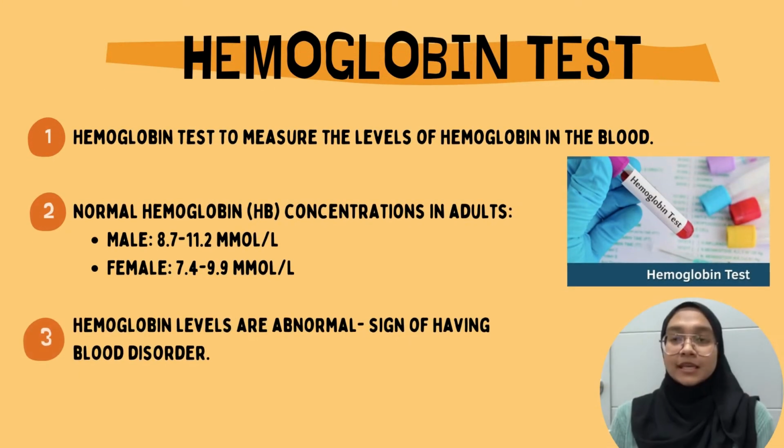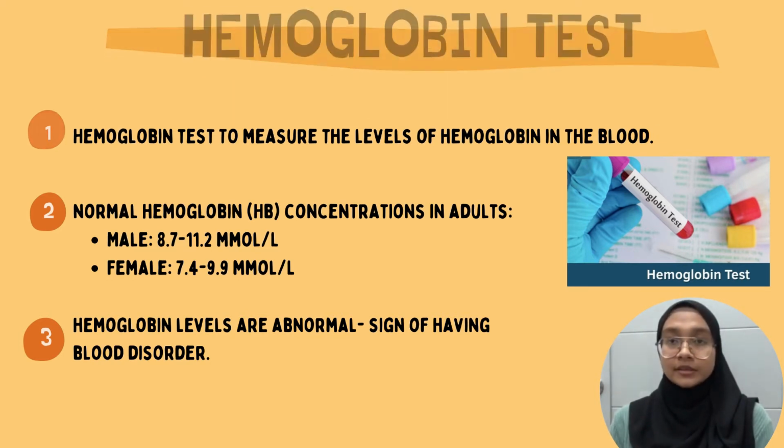Next, we move to the second test, which is the hemoglobin test. The hemoglobin test measures the concentration of hemoglobin in the blood. As we all know, the normal concentration of hemoglobin in males is 8.7 to 11.2 millimoles per liter. However, for females, it is 7.4 to 9.9 millimoles per liter. If hemoglobin levels are abnormal, it is a sign of a blood disorder.